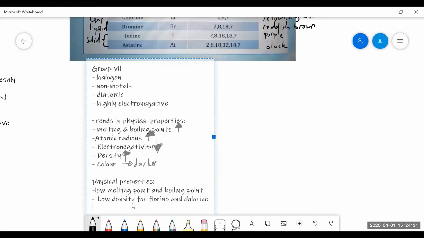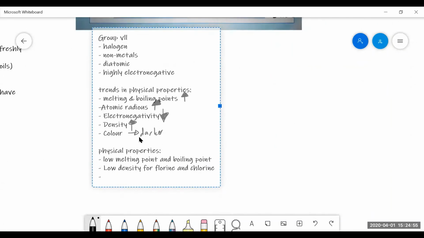They are non-metals, so do they conduct electricity? Do non-metals conduct electricity? No, except graphite. So they are not conductors of electricity, and also weak conductors of heat. Okay.